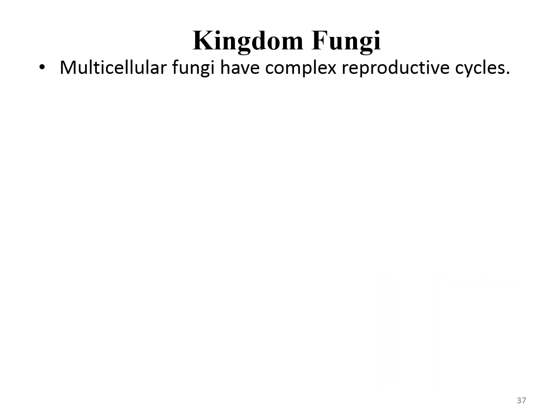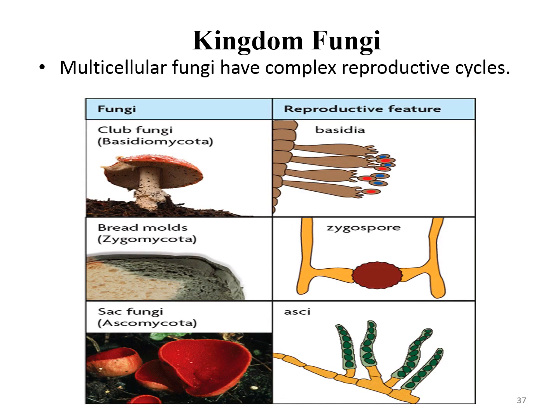Multicellular fungi have complex reproductive cycles and distinctive reproductive structures. Basidiomycota have basidia, Zygomycota have zygospores, and Ascomycota have asci.